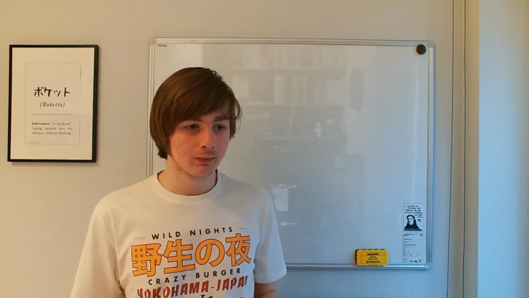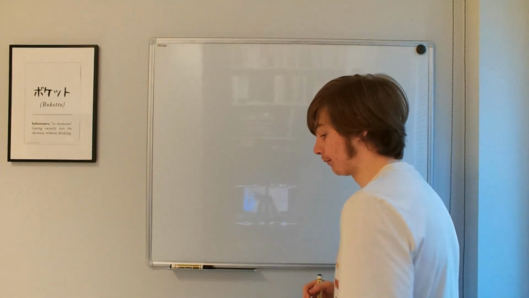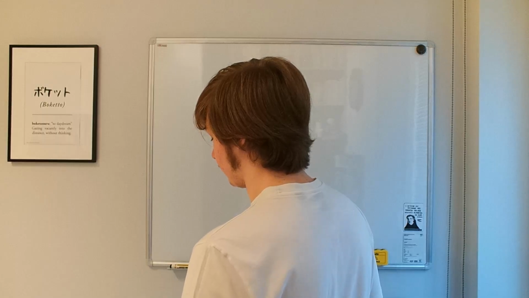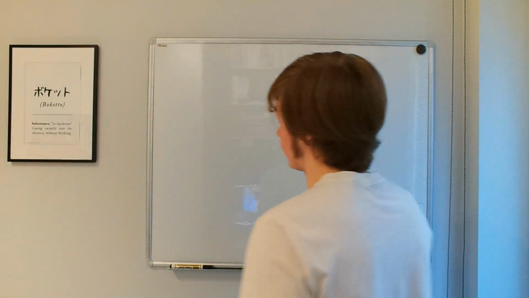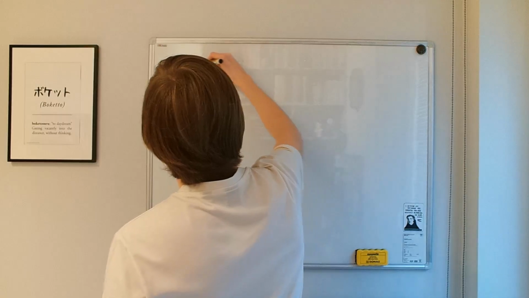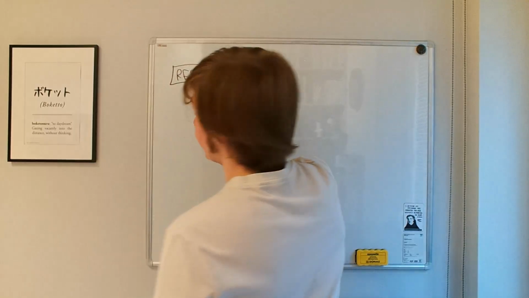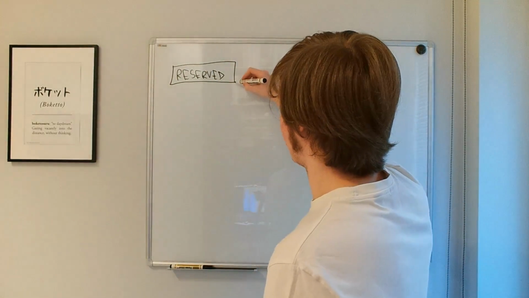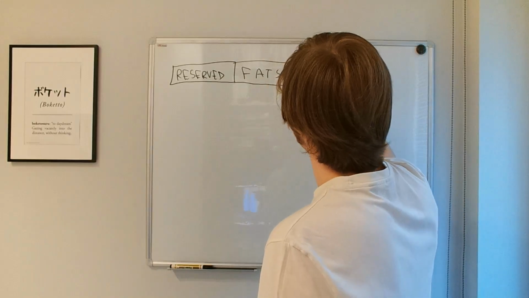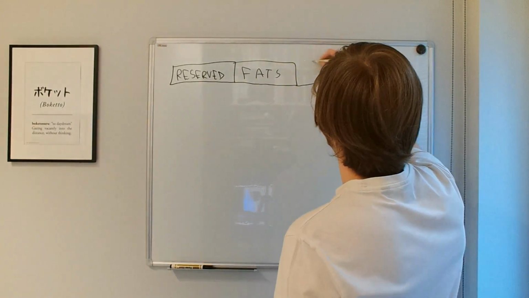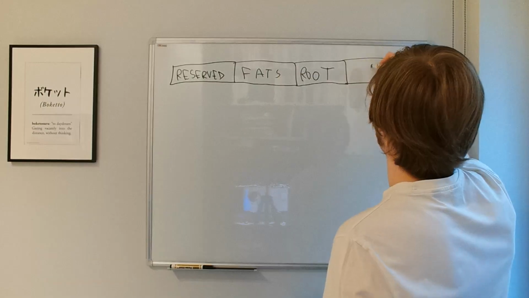So the idea of FAT is that we're going to lay our disk down in a specific way. We'll first have a reserved region, and then we'll have our actual file allocation tables. Then we'll have the root directory, and then we will have all of our data.